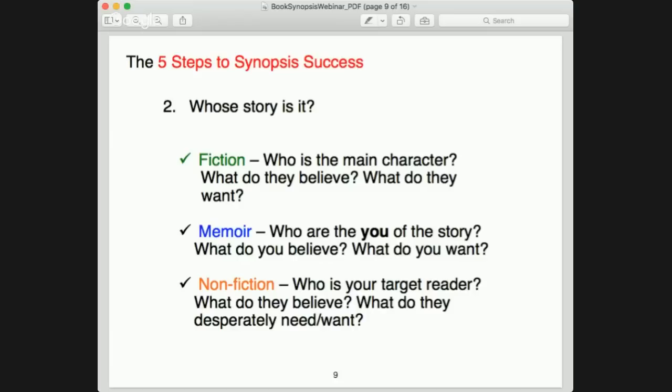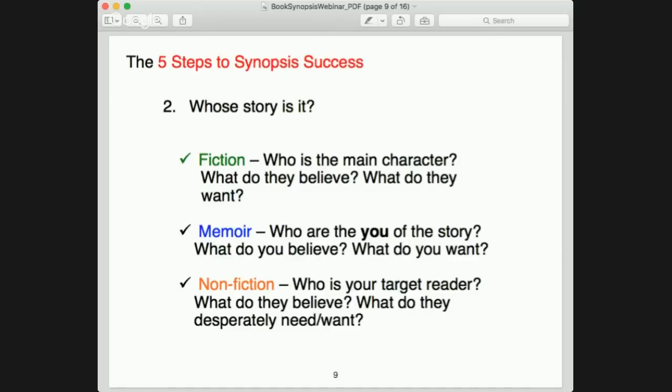Why do we care? What is it about them that matters in this world? I talked before about the deep level why, and making sure that your synopsis doesn't stay on the surface. And that's really what this is about now, diving down into exactly who this person is. Same with memoir. Who are the you of the story? What do you believe? What do you want?